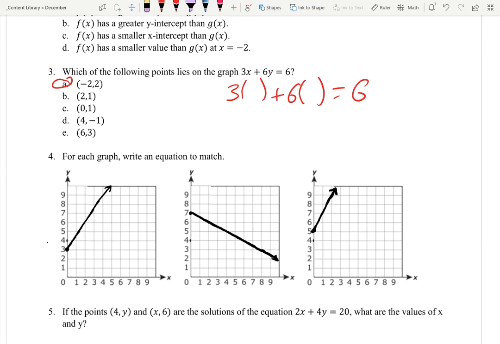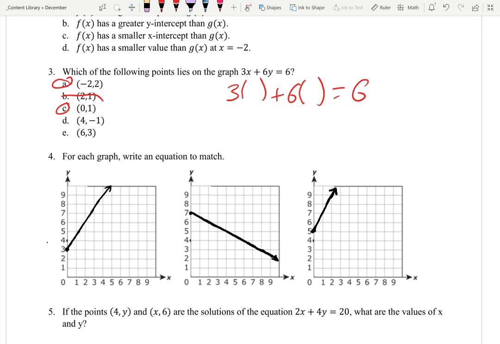So continue plugging in x and y. We're going to plug 2 in for the x on the next one and 1 in for the y. So this is testing option B. What I get here is 6 plus 6 equal to 6. Now that's not true because that would be 12 equal to 6, which is incorrect. So that one is a no-go. That one does not work. We'll try C, which is 0, 1. So 0 for x, 1 for y. That would be 0 plus 6 equal to 6, and that is true. So that one works. So C would be a good answer.